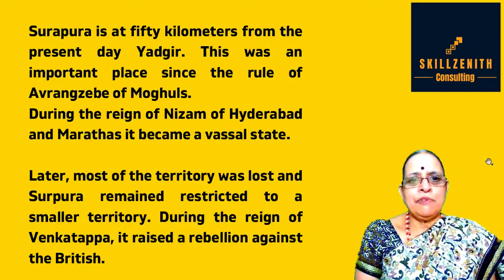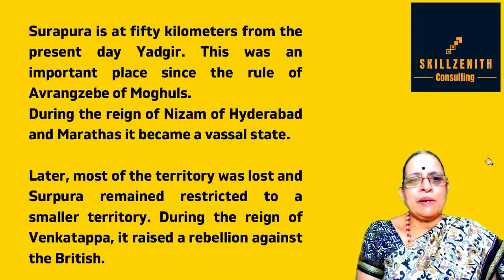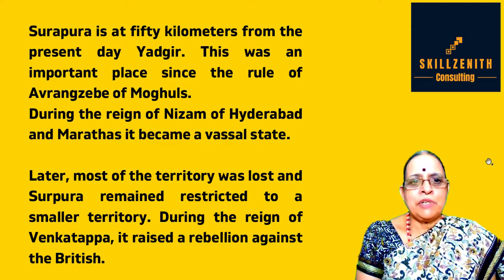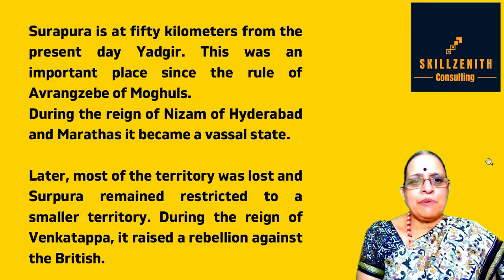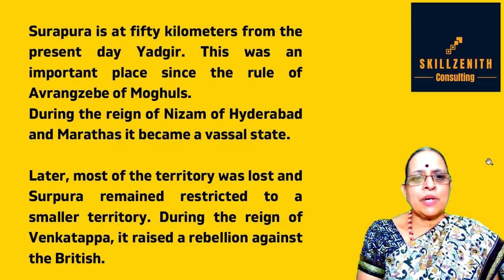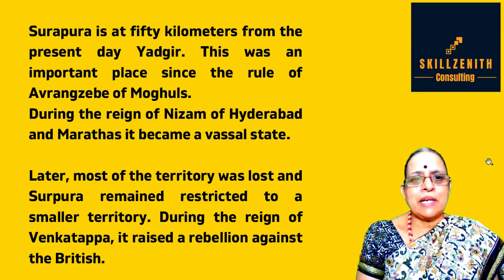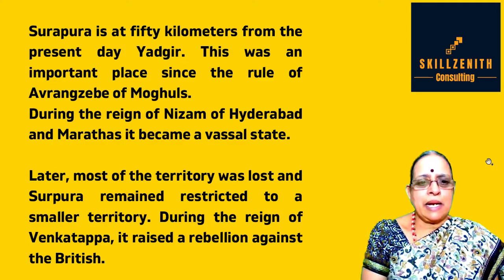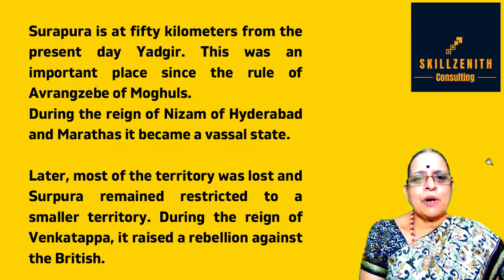Surapura is at 50 kilometers from the present day Yadagiri. Today, Surapura is a place which is just 50 kilometers away from Yadagiri. This was an important place since the rule of Aurangzeb of the Mughals. That means Yadagiri was an important place even during the period of the rule of Aurangzeb, who was a Mughal ruler. During the rule of the Nizam of Hyderabad and Marathas, it became a vassal state.